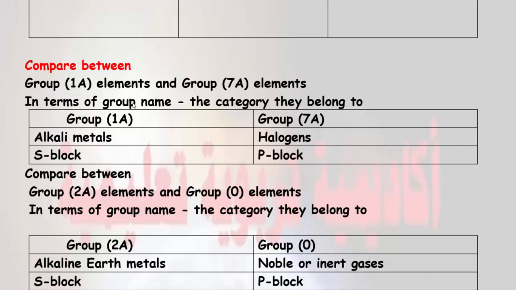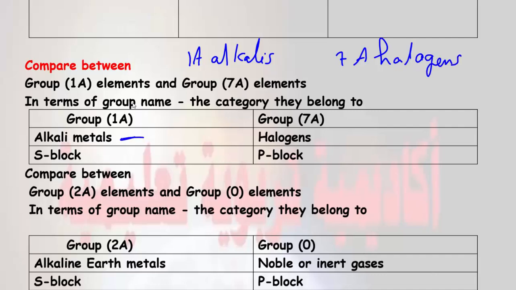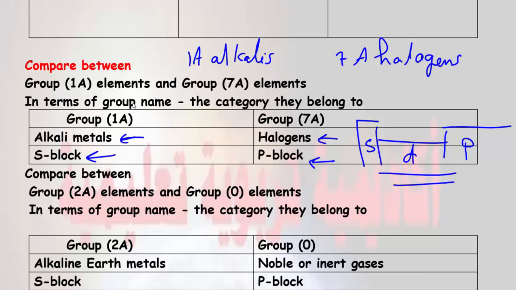Group 1A and group 7A. In terms of group name and category, 1A we called alkalis, and group 7A we called halogens. So group 1A is alkali metal in S block, while group 7A is halogen in P block. Next, compare between the blocks in the modern periodic table: S block, P block, D block, and under it is F block.